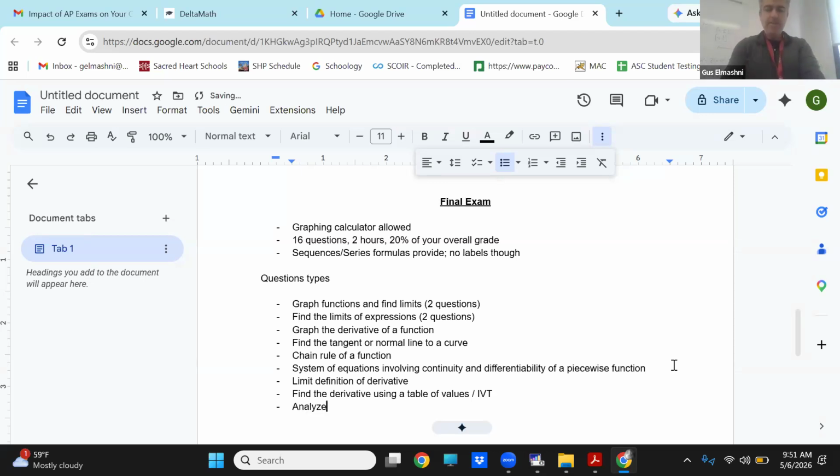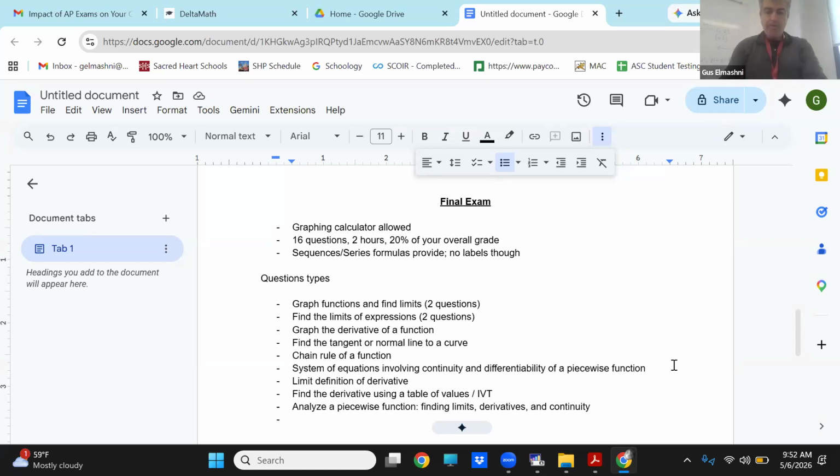Analyze a piecewise function. Essentially finding limits, derivatives, continuity, and continuity. So I'll give you a graph. It's going to look very crazy. And I'm going to ask about a bunch of stuff about it.